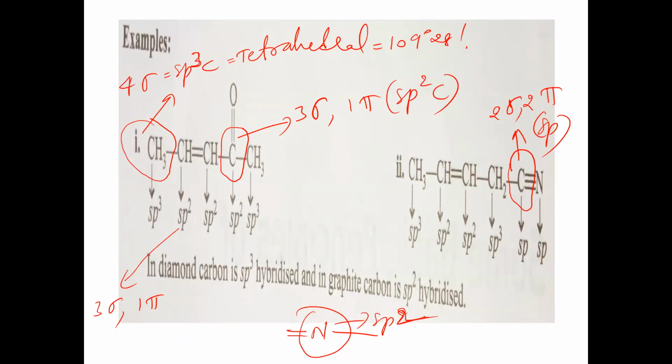So like this, the type of hybridization we can identify based on the number of sigma bonds and pi bonds. And one point is given here: in diamond, carbon is sp3 hybridized, and in graphite, carbon is sp2 hybridized. In graphite, sp2 hybridization for each carbon; in diamond, sp3 hybridization in each carbon. So diamond has tetrahedral geometry around each carbon. This way we have to understand the type of hybridization in each carbon atom.